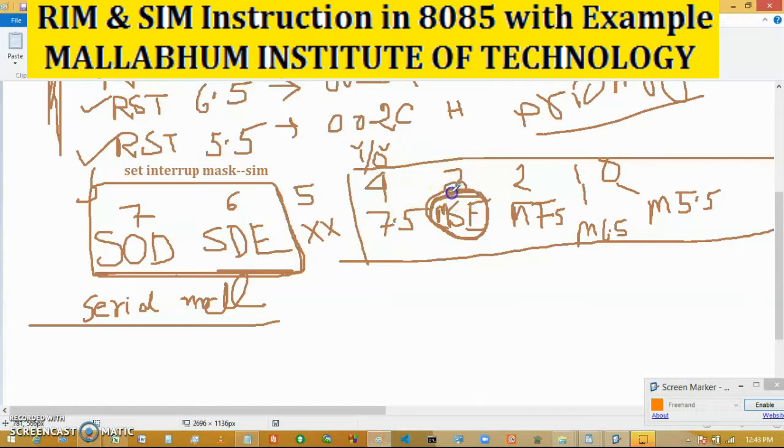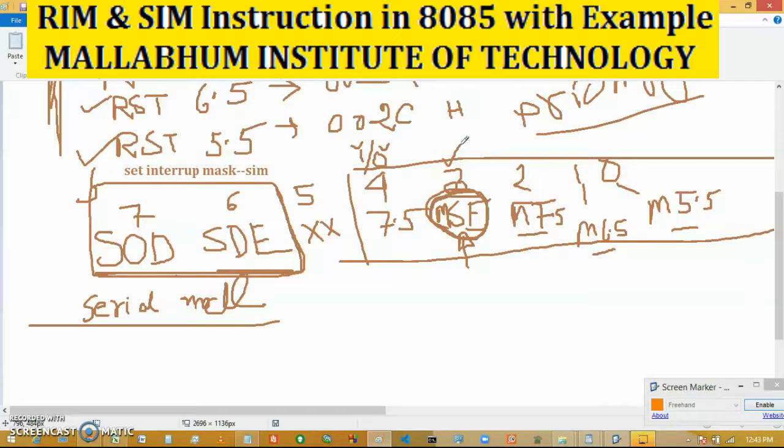Now bit number 3 flip flop function is MSE, mask set enable. According to that, RST 7.5, RST 6.5, RST 5.5 can be enabled or disabled. Okay, now the full form is mask set enable.